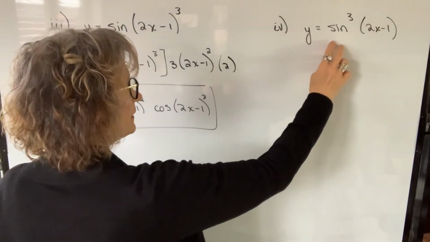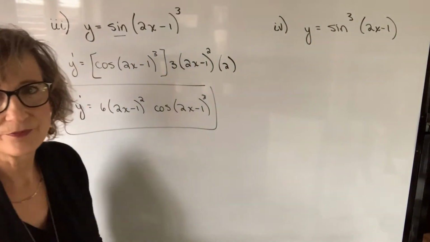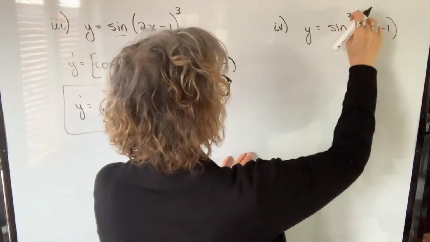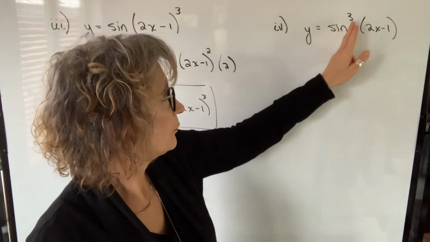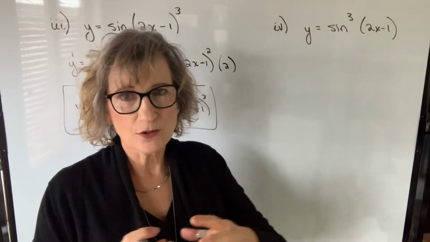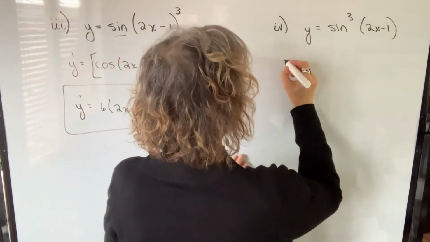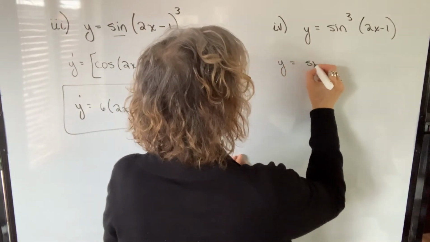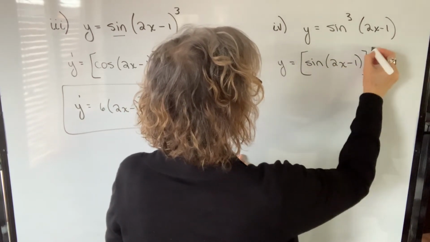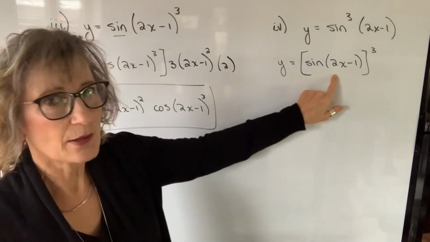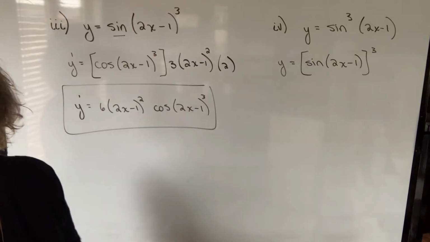I want to take a look at this function because this looks very similar to this one, but it's actually very different. The way that we can think of this, this is sort of an abbreviation that it's understood when we write sine cubed. That means the whole function, the sine function, whatever is in there, the whole thing is cubed. So another way that you can look at this is sine of 2x minus 1, the whole function cubed. So in this example, the sine function is cubed. Here, the only thing that was cubed was 2x minus 1.